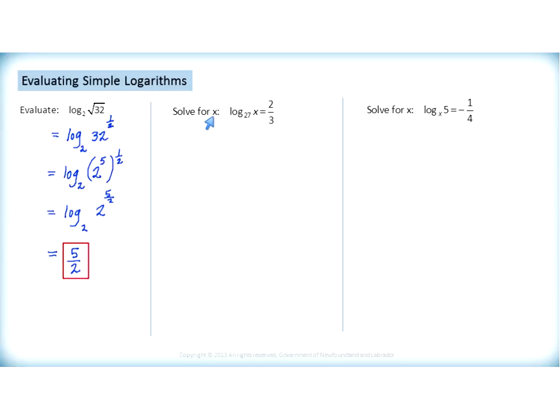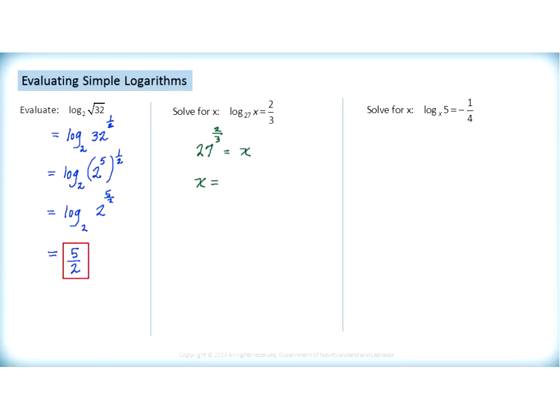In the next example, we are asked to solve for x. Here we have the log of x to base 27 is equal to 2/3. In order to solve for the argument x, we need to convert from logarithmic form to exponential form. So we would say that 27 raised to the power of 2/3 is equal to x.